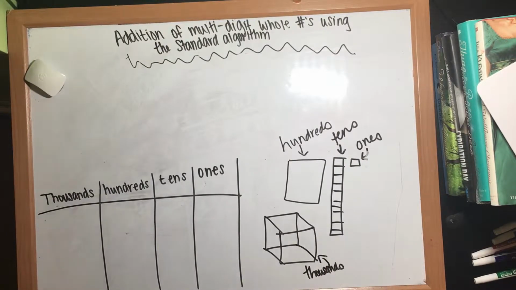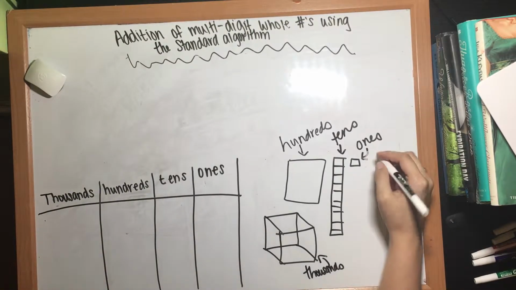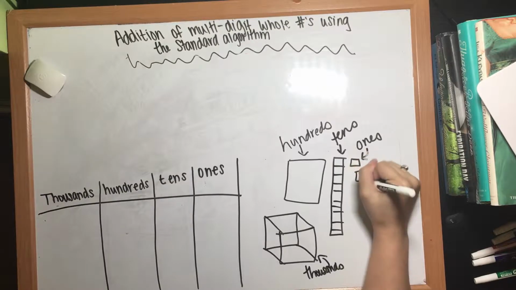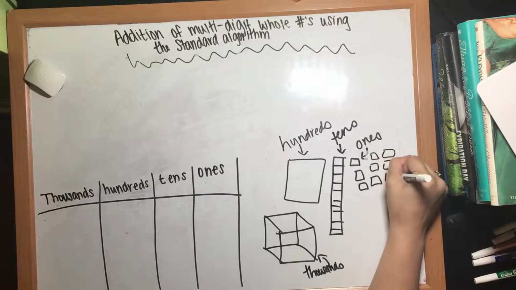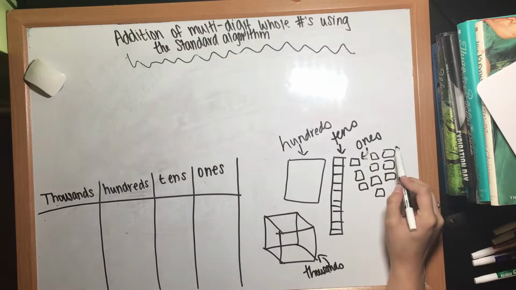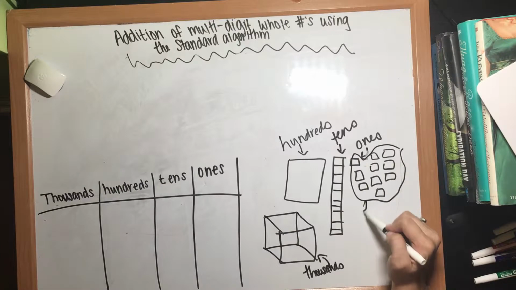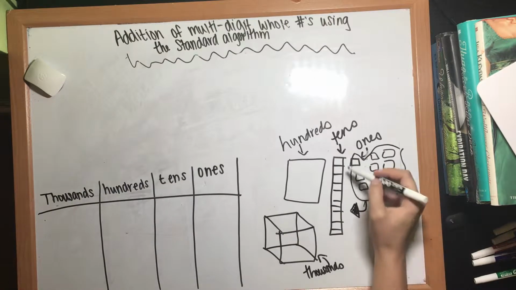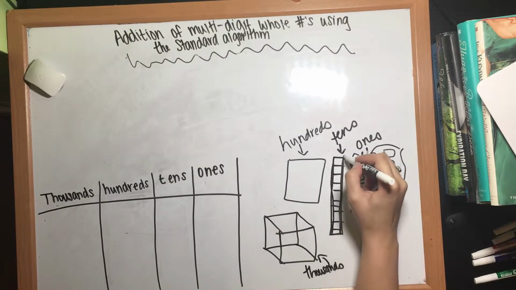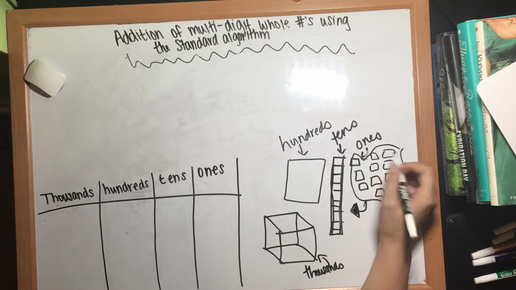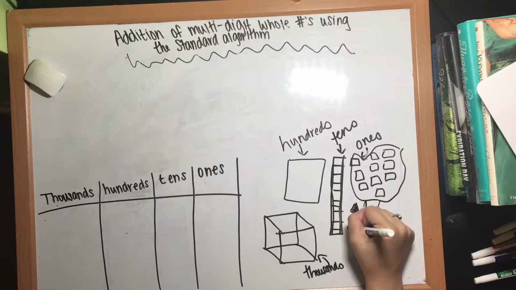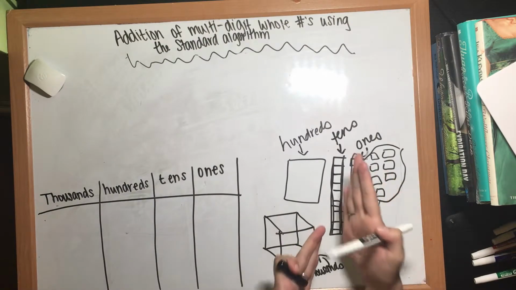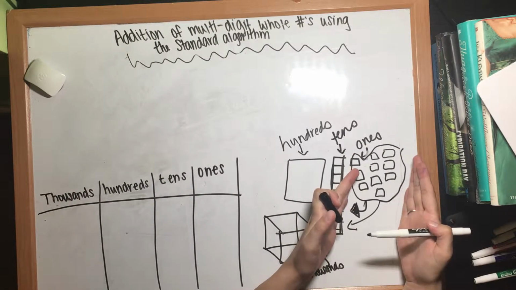So before starting them with the standard algorithm, it's good to remind them that once you get 10 ones, 3, 4, 5, 6, 7, 8, 9, 10, these can better be represented with a bar. And this is the tens place. So 9 ones is okay, but once you get to 10, you should regroup them this way because it's a lot easier to work with one bar than it is 10 little cubes.